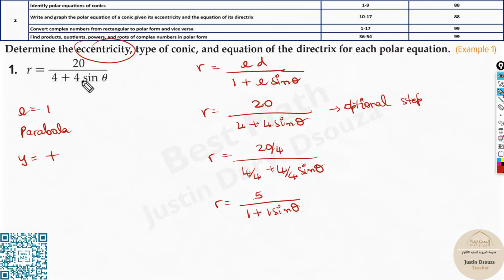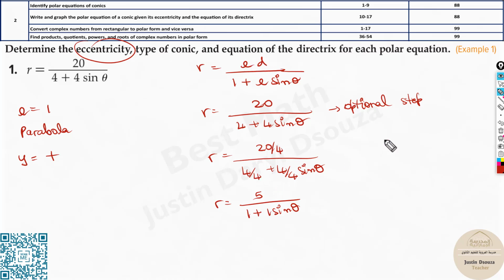When I write sine for the first time, it's sine theta. Sine theta is y. If it was cosine theta, it would be written as x. And this positive or negative value denotes plus or minus for the directrix. What is the d value?